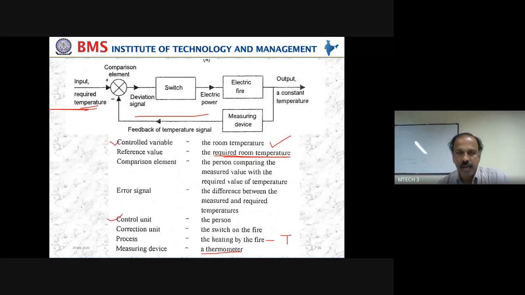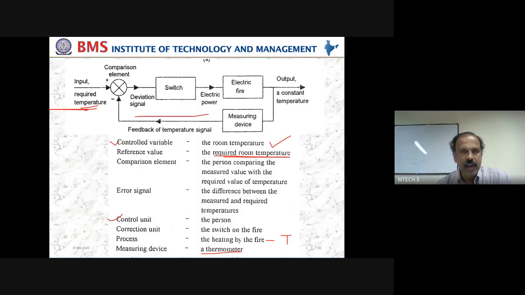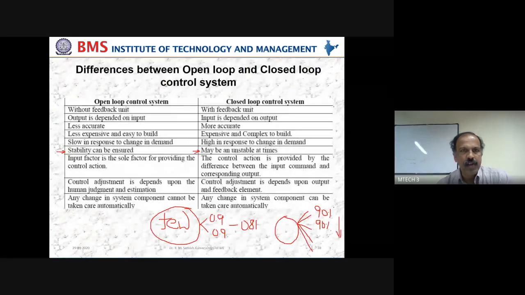The first example was the room heater. Then we have compared the room heater components with that of the components of the closed loop control system. Then we took one more example as automatic control of water level. And then we have observed what are all the parameters or the components with respect to the closed loop control system. Okay, is it fine? Yes, sir. Then we understood the advantages, disadvantages, and the differences. I think up till here, we have done the class in the last class.